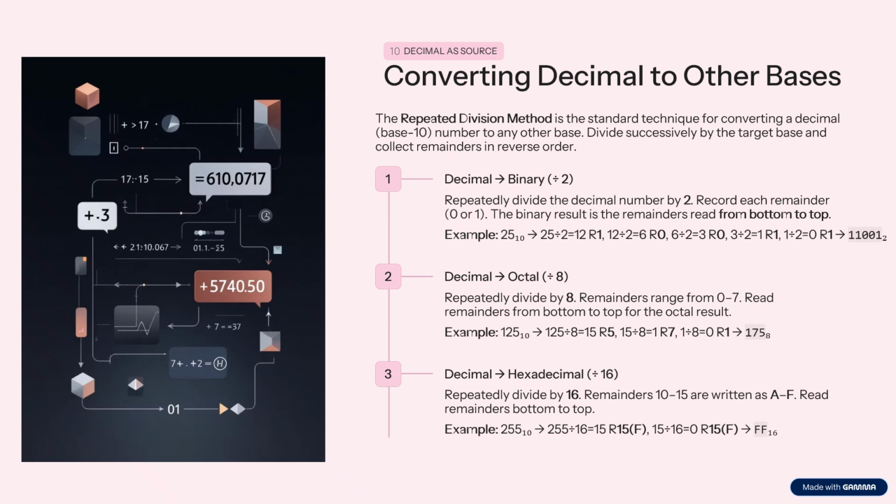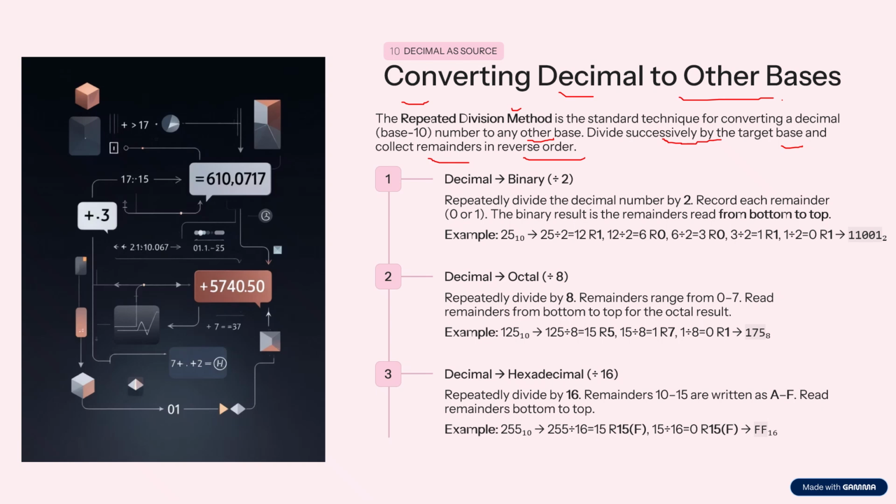Let's move to the next slide. Now, let us see some conversion from one number system to another. Here, we are looking at decimal to other bases. The repeated division method is the standard technique for converting a decimal base 10 number to any other base like binary, octal, hexadecimal. Divide successively by the target base and collect remainders in reverse order.